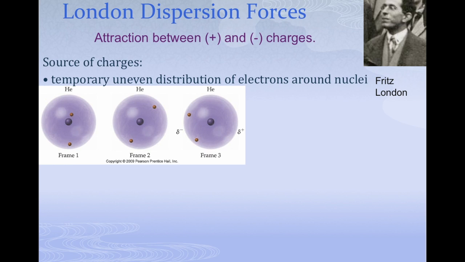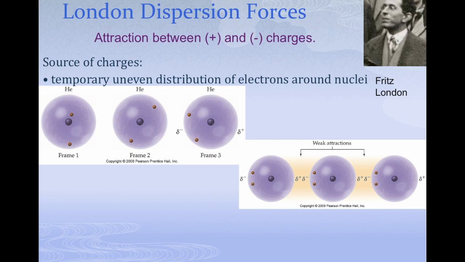Helium has two electrons, and on average, they're going to be on opposite sides of, or evenly distributed around, the helium atom. However, once in a while, by random chance, both electrons can be on the same side. When two electrons are on the same side, this forms a dipole across the atom. And then electrons from another helium atom are attracted to that dipole.